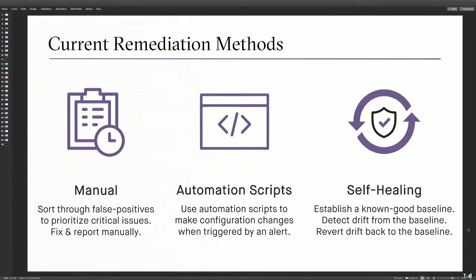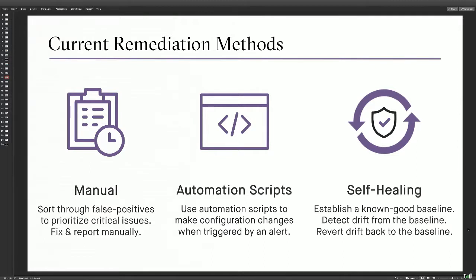So let's talk about current remediation methods. There are really three. Manual is sort of still with us from the data center. It sorts through lists of alerts and false positives, prioritizes manually, fixes and reports manually. The second, which is gaining in popularity, is to use automation scripts that deal with very particular misconfigurations, like, is an SSH port open to the world in one of my security groups? And just look for that. And if you find it, turn off that access.